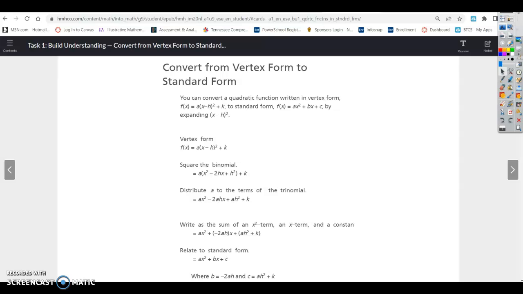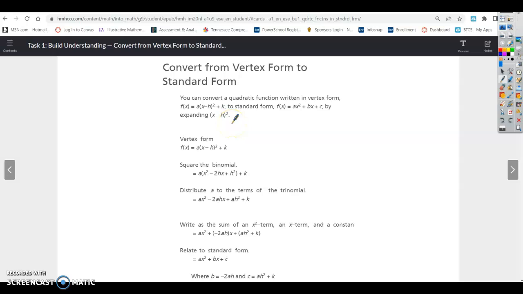You can convert a quadratic function written in vertex form, f of x equals a times x minus h squared plus k, to standard form, f of x equals ax squared plus bx plus c, by expanding the x minus h squared. All right, so we are going to look at a little bit from before the 9 weeks ended. And so first we did look at multiplying polynomials together.